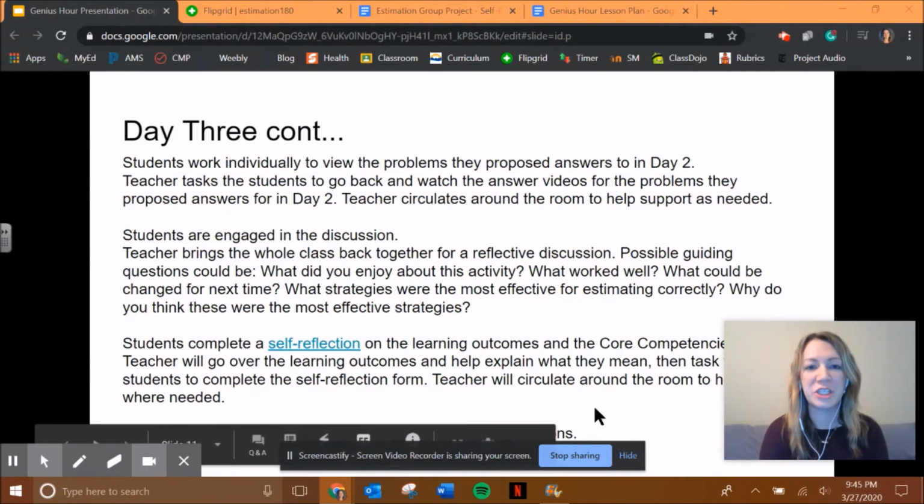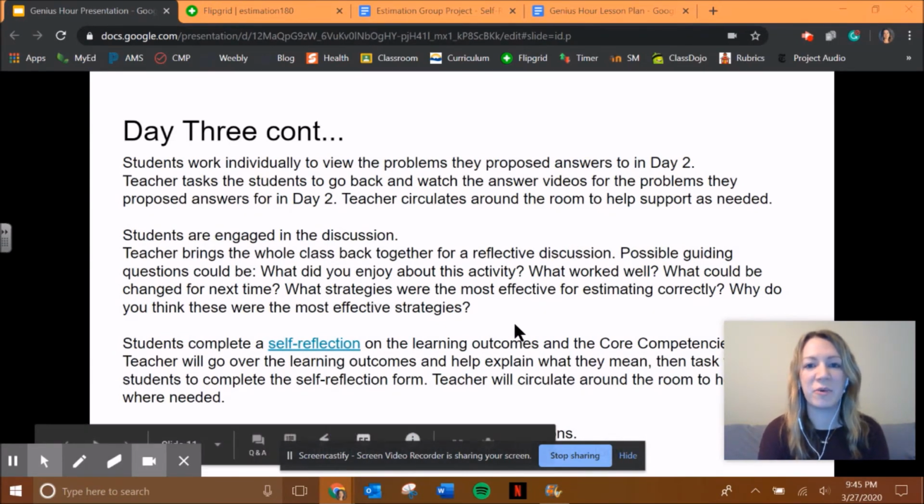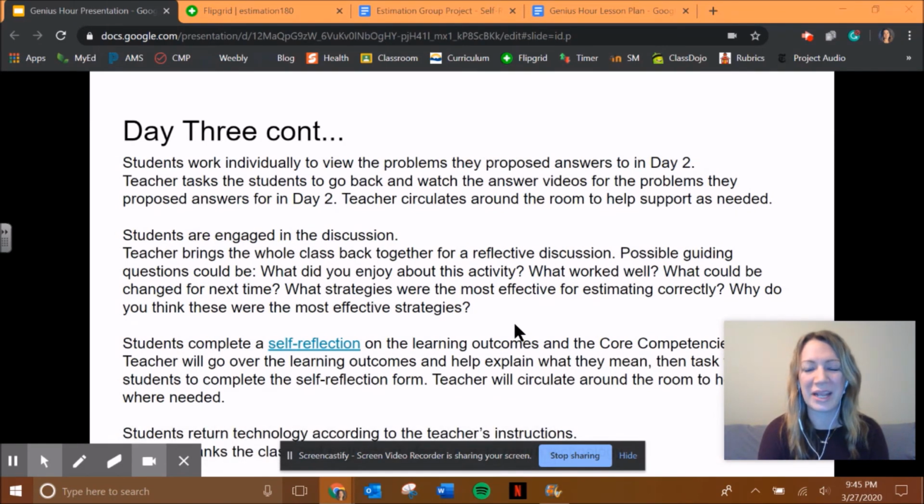Once the students have watched each of the videos that they made estimations on, then the teacher is going to bring them back for another discussion. At this point, the students know what the discussions sound like and look like, so they may be able to lead their own discussion, or with younger kids or students that haven't done this as much before, the teacher may need to lead it. You could ask questions like, what did you enjoy? What worked well? What could be changed for next time? What was effective? Why do you think they were effective?